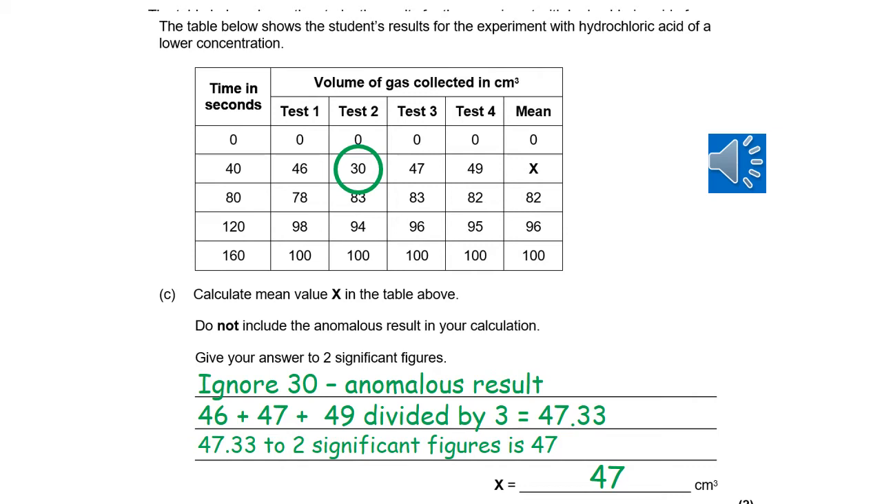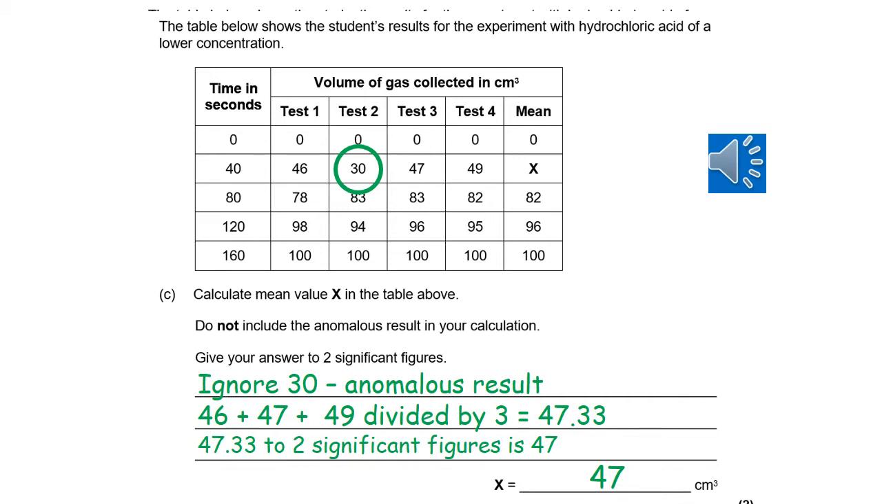So the 46, 47 and 49 are all very close together, but the 30 is way out. So that is anomalous. When we're finding an average with an anomalous result in there, we ignore the anomalous result and you find the average of the other three. So you add those up, 46, 47, 49, divide by 3 because there's 3 values there, and that will give you a value of 47.33.